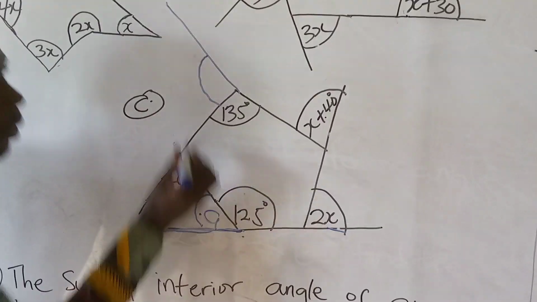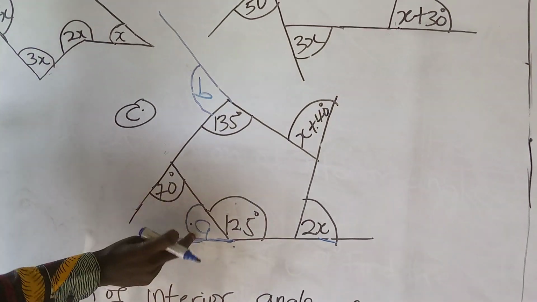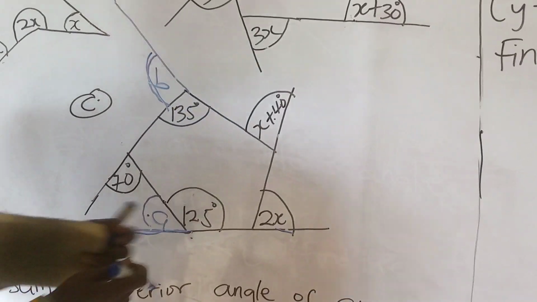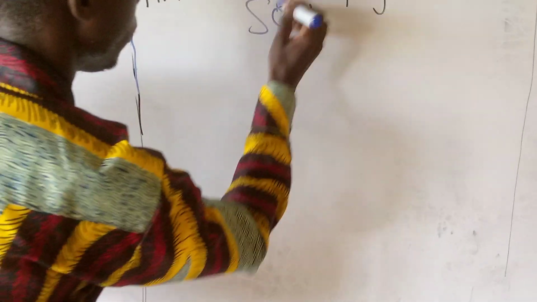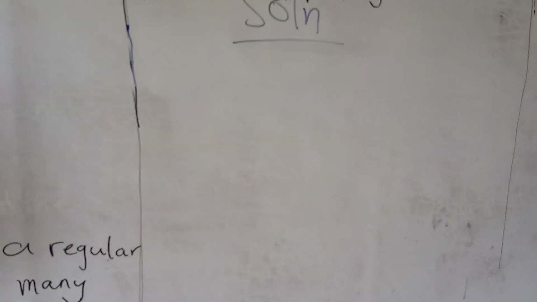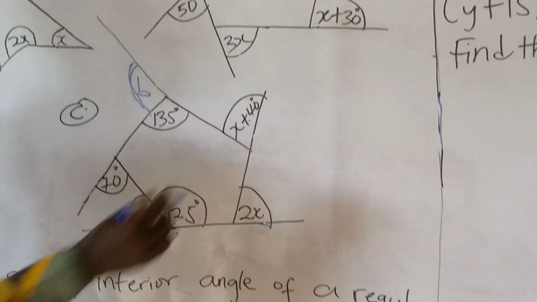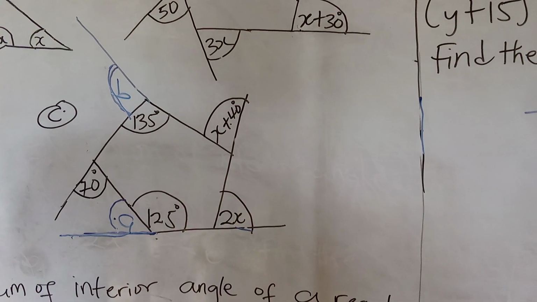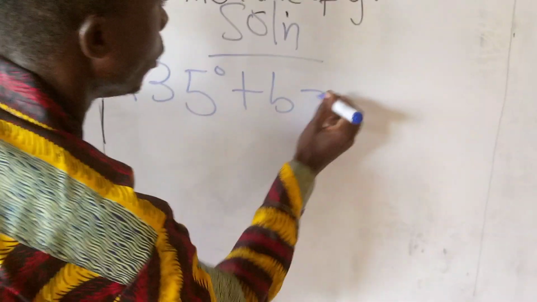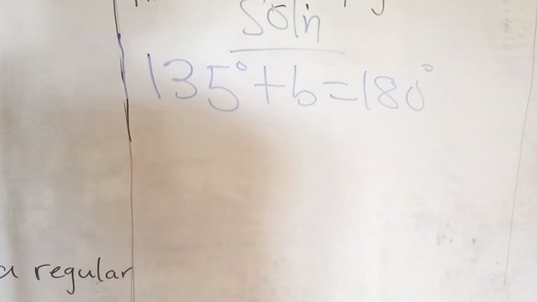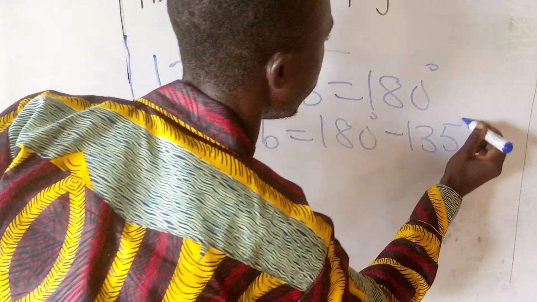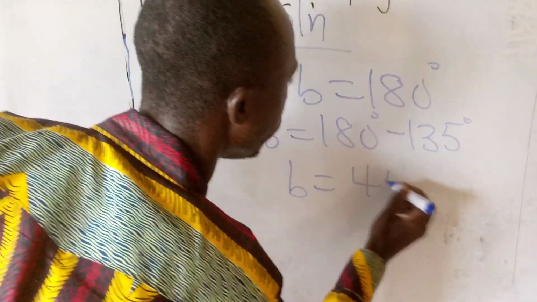So this is A, this is B. So you calculate for this. So let's solve this. Let's solve for B. Solution. This is simple. Don't get confused. It's simple. So angles on a straight line add up to 180 degrees. It becomes 135 plus B equal to 180 degrees. So B is equal to 180 minus 135. So B is equal to 45 degrees.